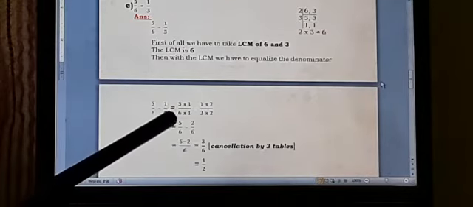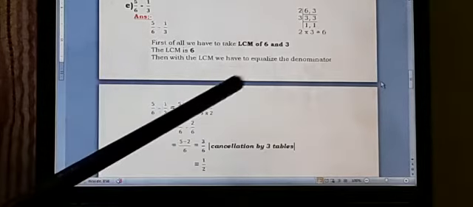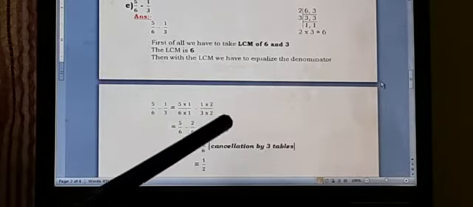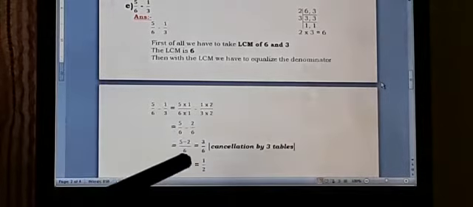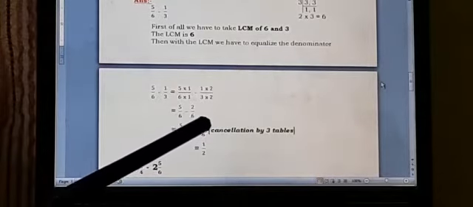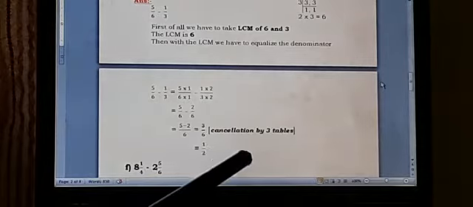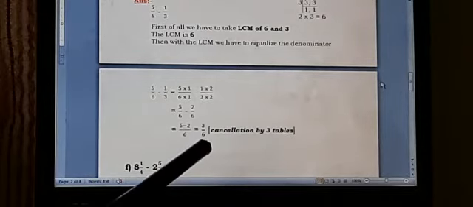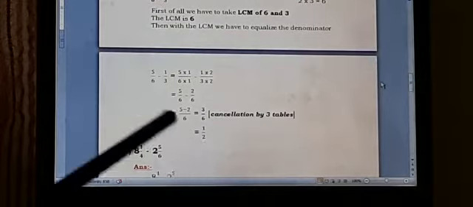Next, 3 is there in the denominator. With the 3 multiplied by 2, we will get 6. The same 2 is multiplied with the numerator also. So finally, we will get 5 by 6 minus 2 by 6. Now we can subtract, because we have the same denominator and we have equalized. So 5 minus 2 is 3. The answer is 3 by 6. Here it is simplified, so the answer is 1 by 2.